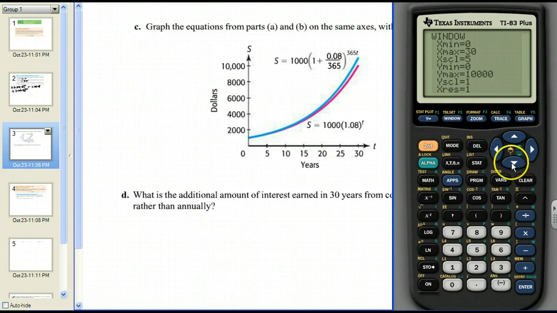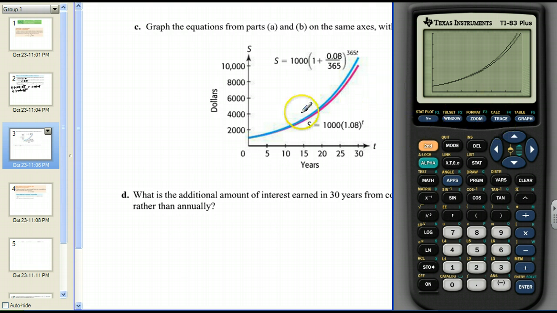10,000. And then they put their scale in 2,000s. And if I graph that, here comes the first one, the 1,000 times 1.08 to the t, and then here comes the second one. Again, we can't see any separation until about halfway through, and then it goes a little bit higher. So this is virtually exactly what this graph that I have, and I just wanted to show you that you can regenerate that with your calculator. Just make sure you put this scale on there to make it look like this.